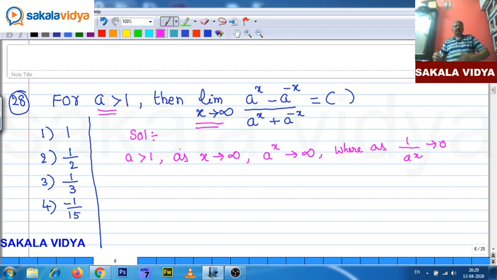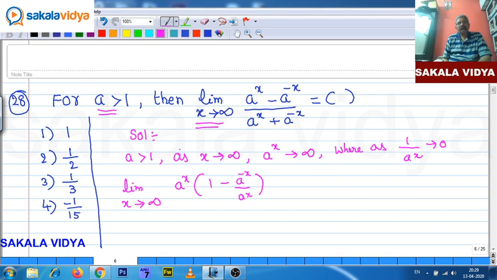So that means now, better you do one thing. Now divide both numerator and denominator by a power x. So this we can write like this now. Limit x approaches to infinity, or you can take out a power x common also, 1 minus a power minus x by a power x upon, in the denominator also take out a power x common, 1 plus a power minus x by a power x. So this a power x gets cancelled.